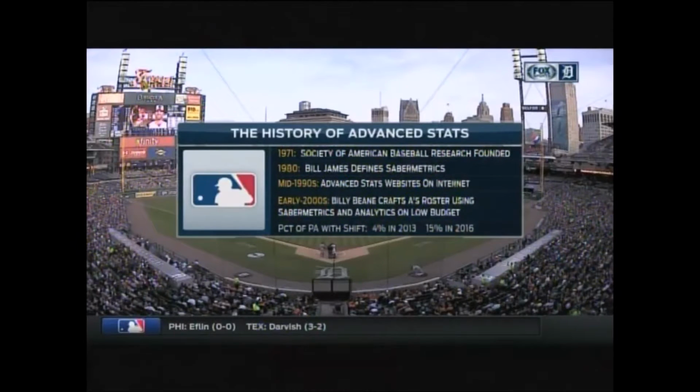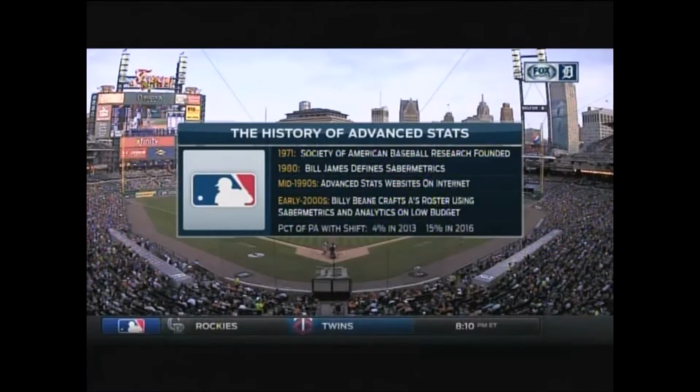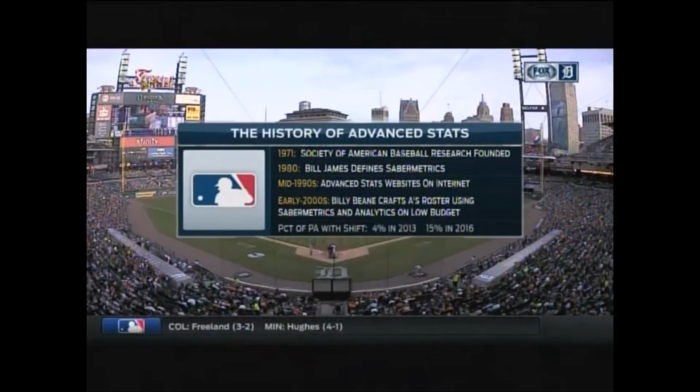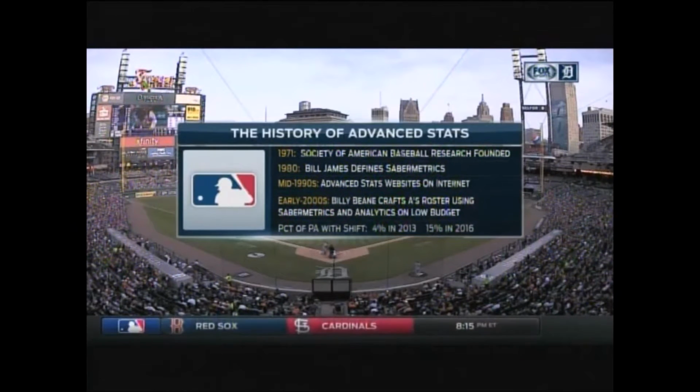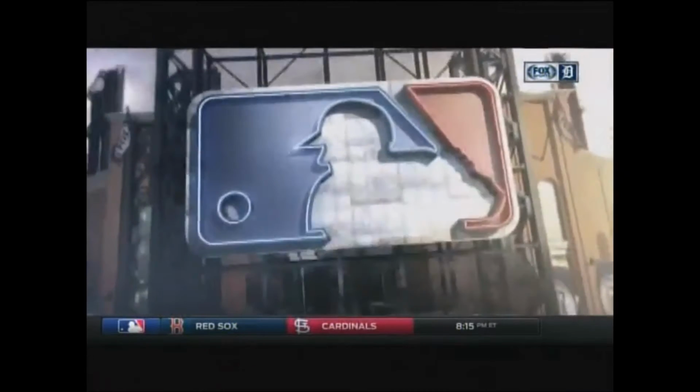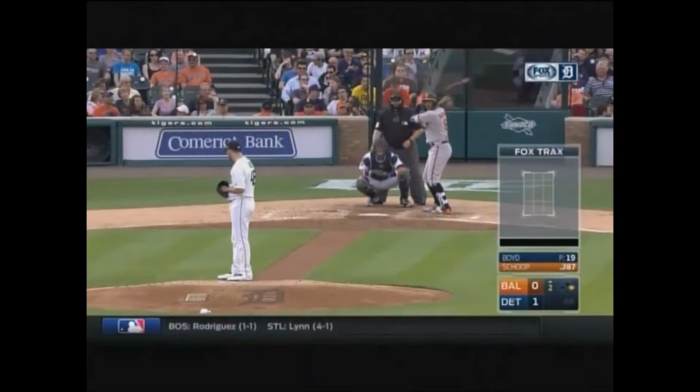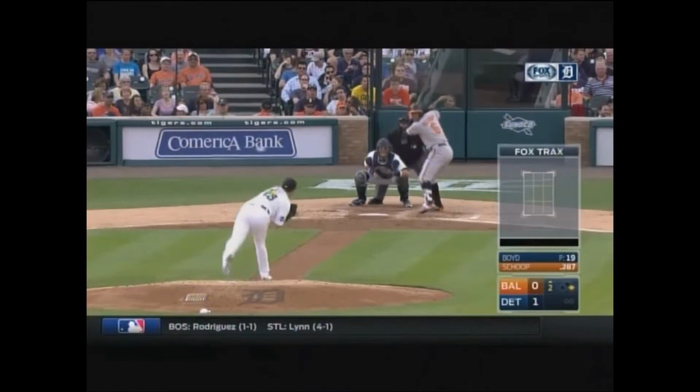A little more on the history of the advanced stats that we're talking about tonight. In 1971, the Society of American Baseball Research was founded, and Gibby, you talked about Bill James. Bill James defined the term, so to say, and then after that, the websites began in the mid-1990s on the internet, and then Billy Beane crafted his roster using that, really utilizing the stat on base percentage.